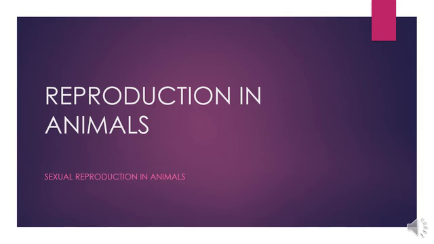In this case, each parent produces a sex cell or gamete which is used for the production of offspring. In today's lesson, we're going to concentrate on sexual reproduction in animals.